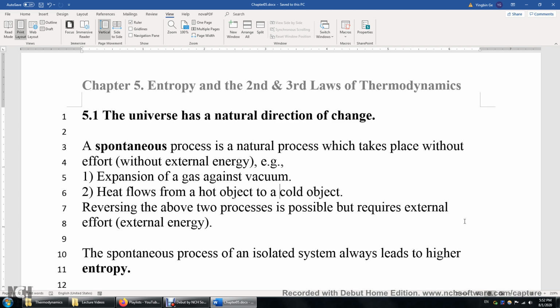It's impossible. Can you imagine a gas shrinks all by itself and creates some vacuum? Or can you imagine heat flows from a cold object to a hot object? Well, actually, this can be done, but you do need external effort. For example, an air conditioner, a refrigerator do transfer heat from a cold object to a hot object, but they both need electricity. External energy is required.